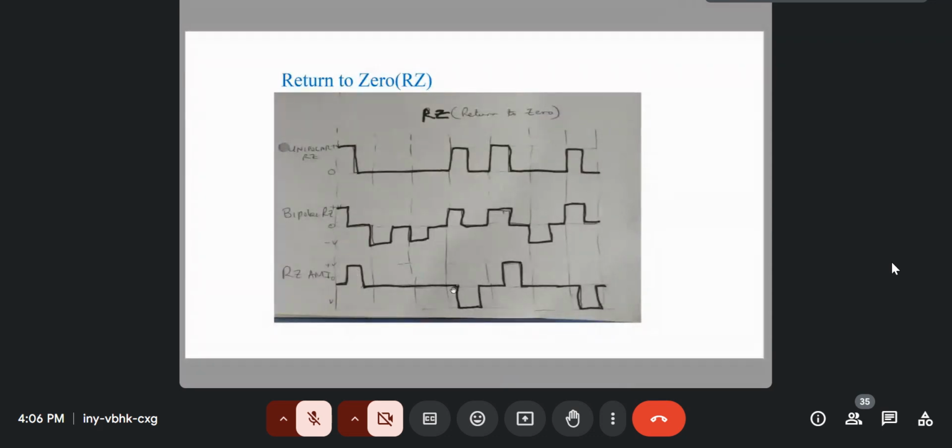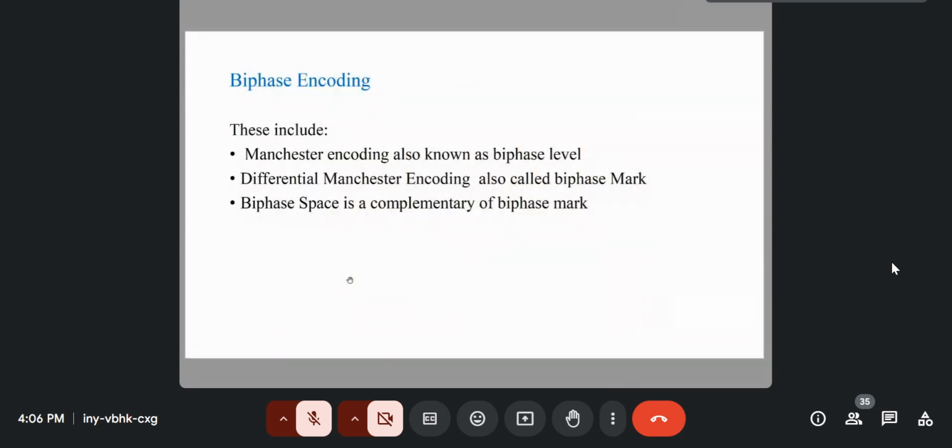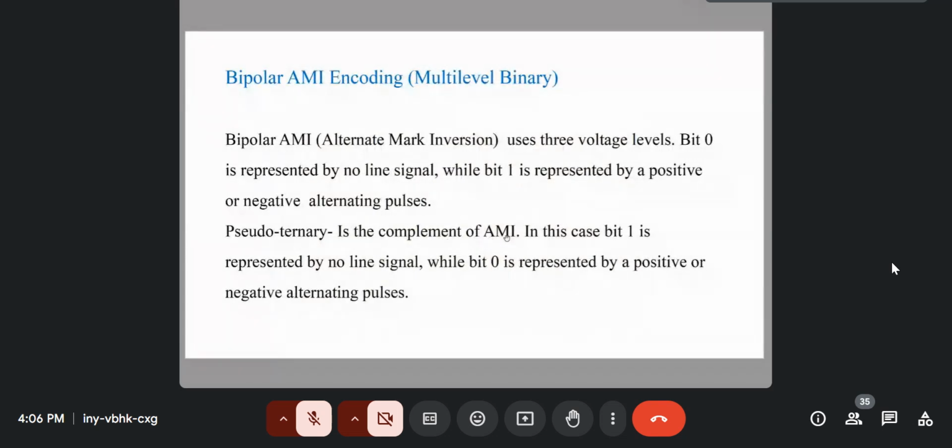You are going to get the same number of ones going up, so the resultant DC is highly reduced. And of course, for this return to zero AMI, there is a version of the same one called pseudo-ternary. Pseudo-ternary just means you are inverting on zeros. So it's a complement of AMI. Here you are inverting on zeros, and in this one you are inverting on ones.